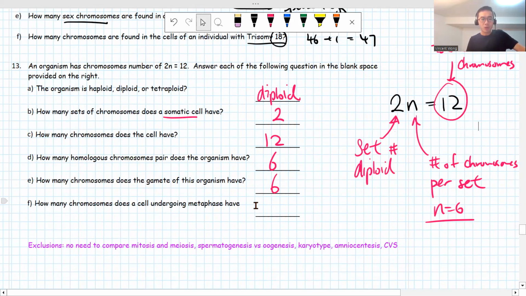How many chromosomes does a cell undergoing metaphase have? During metaphase, everything lines up in the middle. They have not separated yet, so it is still 12. All right, that's it for lecture 8.